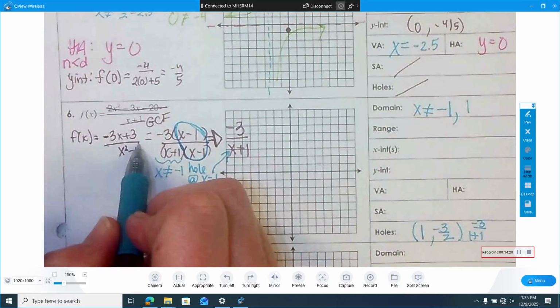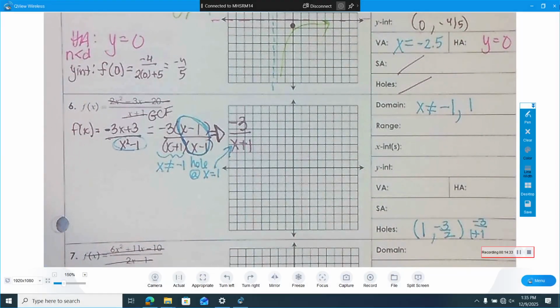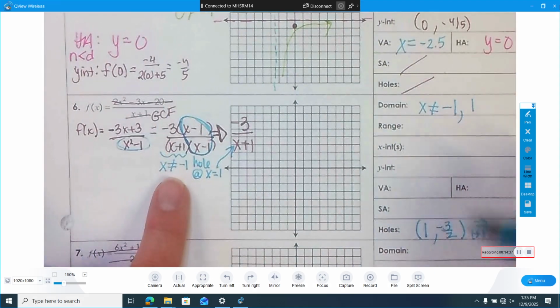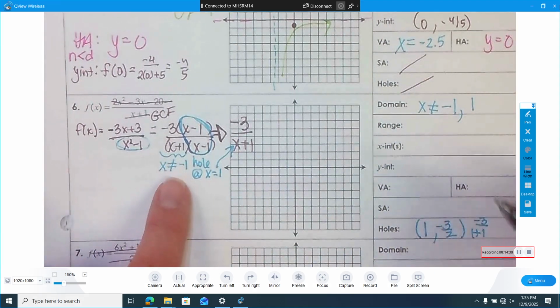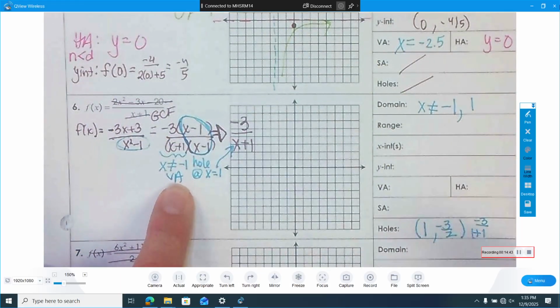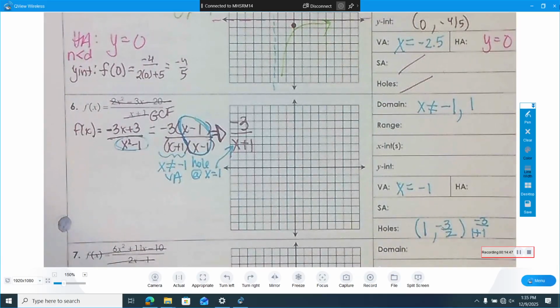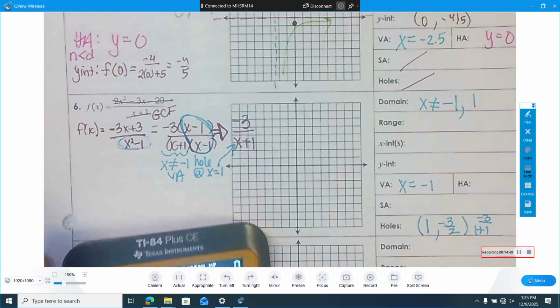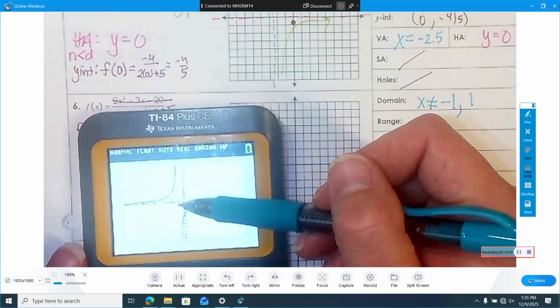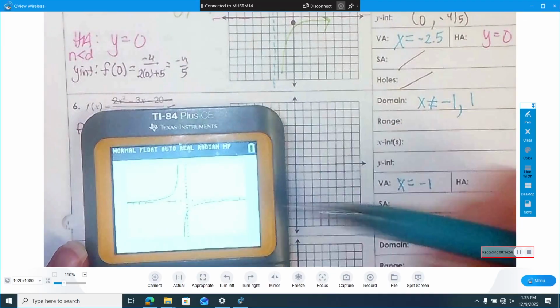Everything, if you were to solve, you get plus or minus 1. So anything in the denominator, that's the domain. This also gives us the vertical asymptote. So we have a vertical asymptote at x equals negative 1. Now let's see if we see that on our graph here. So yes, there's my vertical asymptote right there at negative 1.